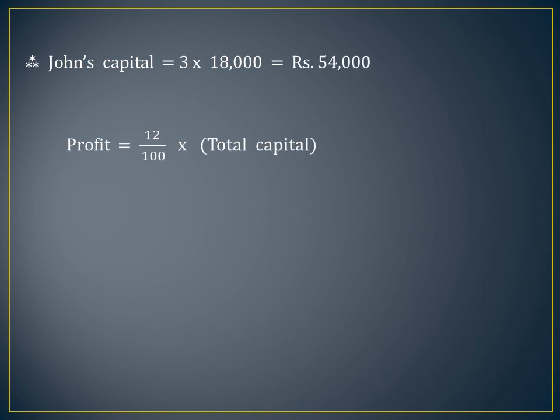So first now they are asking us to calculate John's share. So that will be 3 into x, which is 3 into 18,000. So his share is rupees 54,000. Okay, now for the second part, they have given us that the total profit was 12%. So again, profit is 12 upon 100 into the total capital. So that is 12 upon 100 into 3,60,000. That gives us the total profit as rupees 43,200.